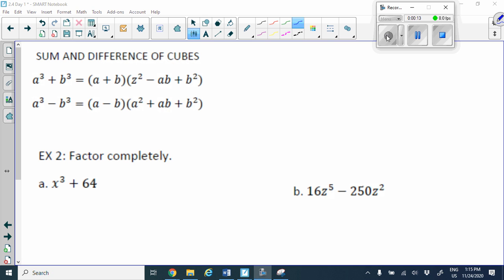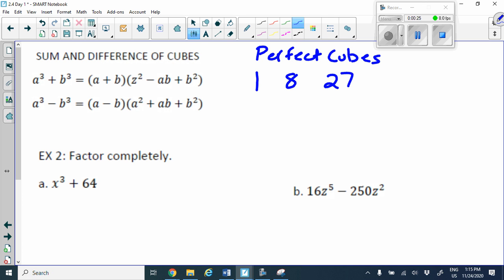Now, in order to do sums and differences of cubes, we need to know our perfect cubes. Okay, so let's list them. We've got 1, we've got 8, because 2 cubed is 8. 3 cubed is 27. 4 cubed is 64. 5 cubed is 125. You might not have to go further than that. If so, you can always take the cube root, or take a number and cube it to see if that's the answer. So how I got my perfect cubes, all I did was take a number and cube it, okay?